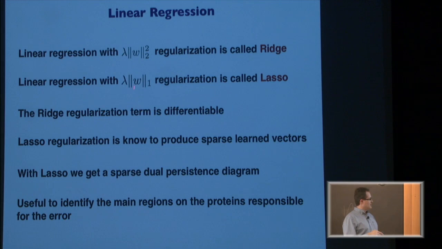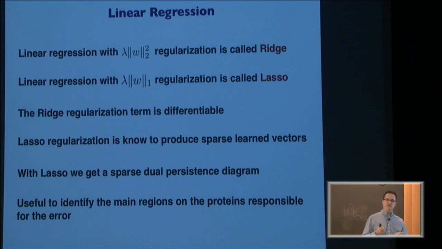When you do this L2 regularization, this is nice because it's a differentiable function. So at least in theory, the idea is that maybe the results will be better. On the other hand, L1 regularization is known to produce a sparse learned vector, right? What we want is to get this dual diagram W. If L1 regularization gives us a sparser vector W, and that gives us useful information, it would be nice because we'll be localizing to some regions.